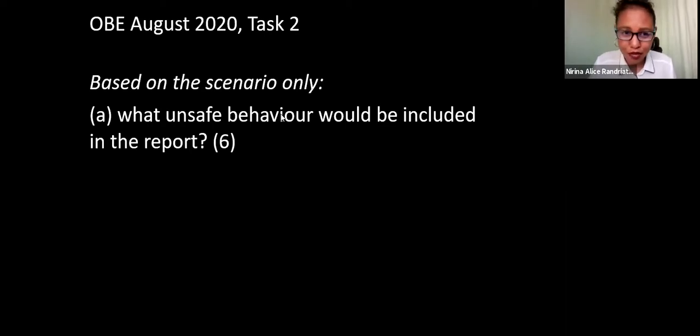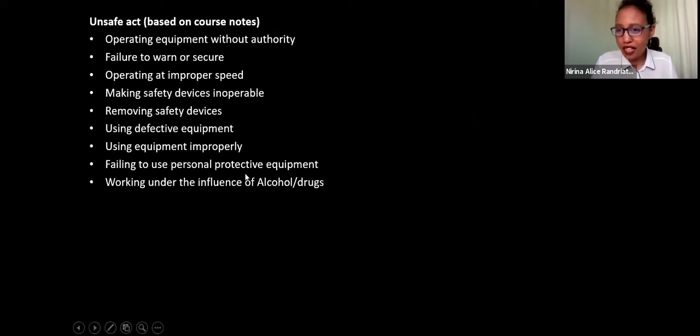Maybe you will research what are examples of unsafe behavior. If you look in your manual, or maybe you do some Google research, to know some examples of unsafe behavior. If you look at your course notes, for those of you who have a manual, or maybe you are on the e-learning platform, at the section that deals with unsafe acts and unsafe behavior, you will see this list. So this is the result of your research. You see there's a list of unsafe acts and unsafe behavior.